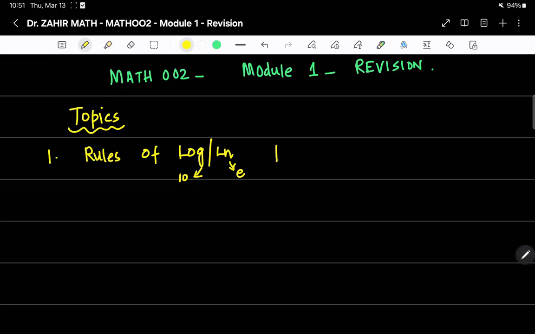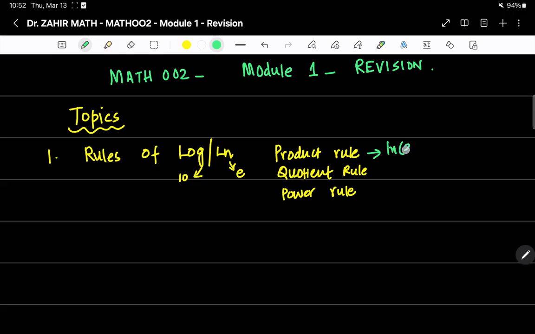How many rules are there? Product rule, quotient rule and power rule. I'm going to give the rules in terms of an example. Suppose you have ln of 2 multiplied by 3. I can write it as ln 2 plus ln 3.